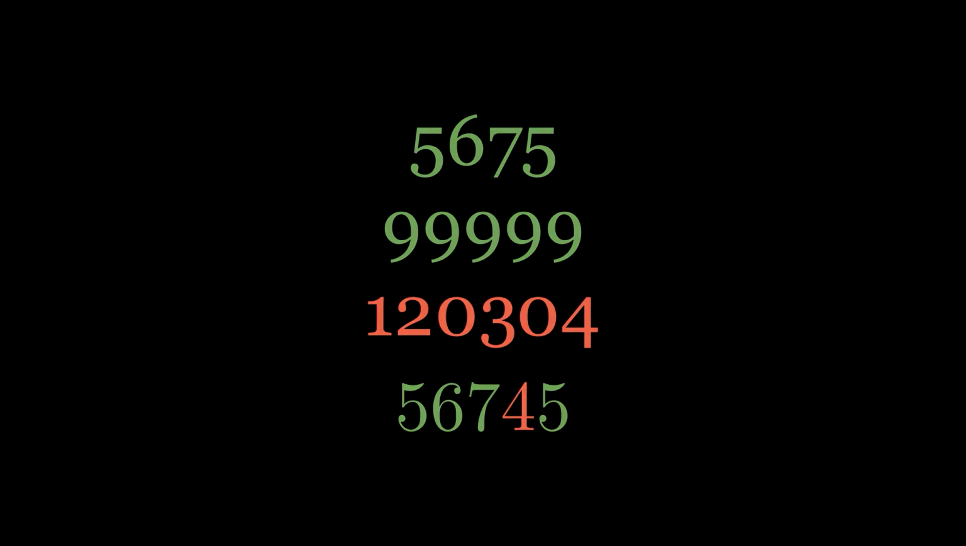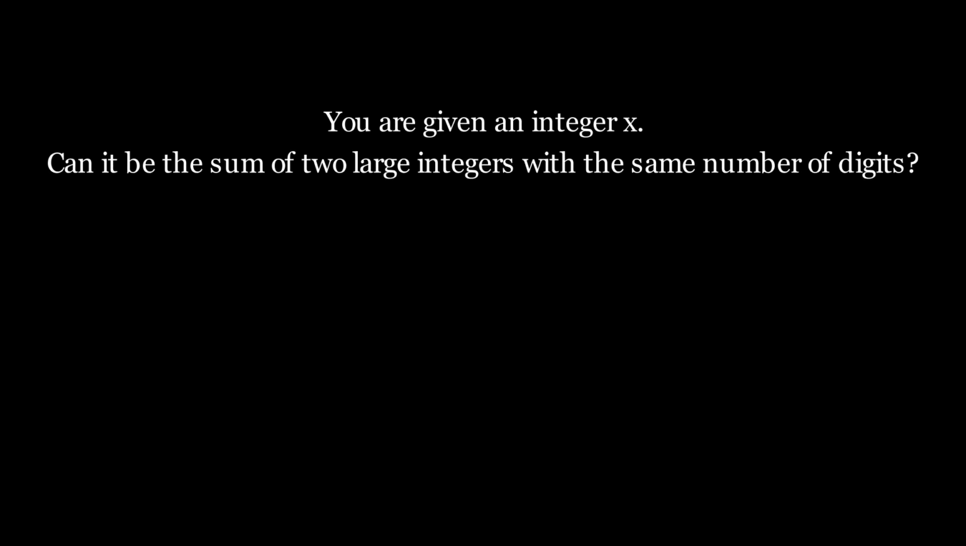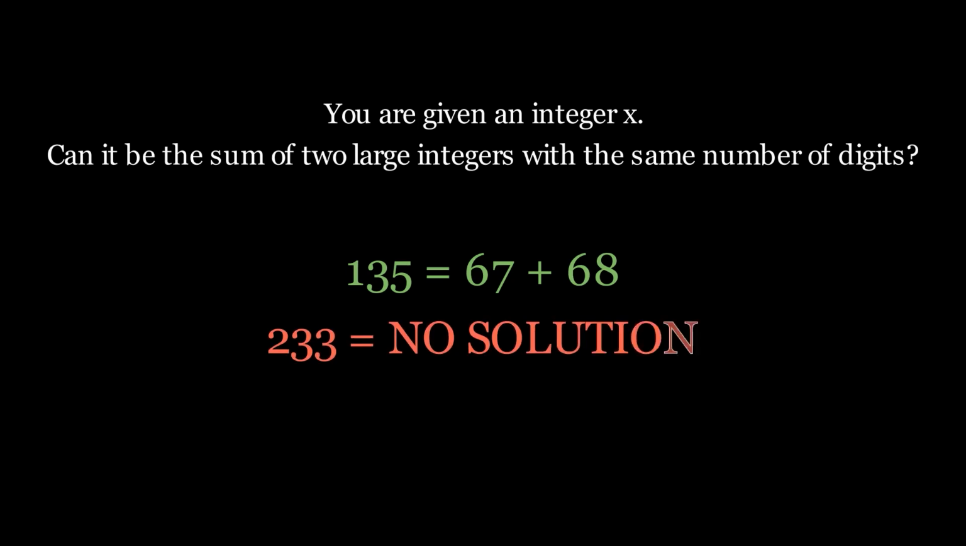4 not being large. Our problem here is to determine, for a given integer x, can it be the sum of two large integers with the same number of digits? For x equals 135, it can be the sum of the two large integers 67 and 68. However, for x equals 233, there is no solution.